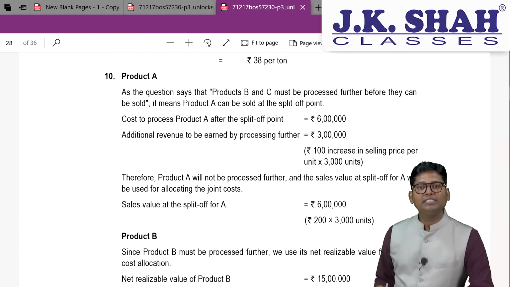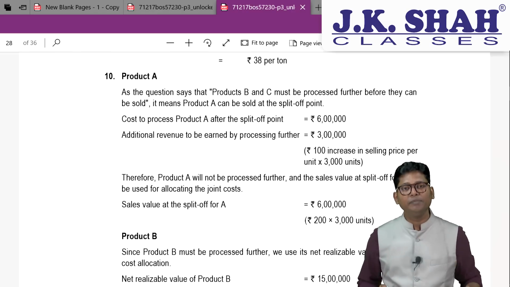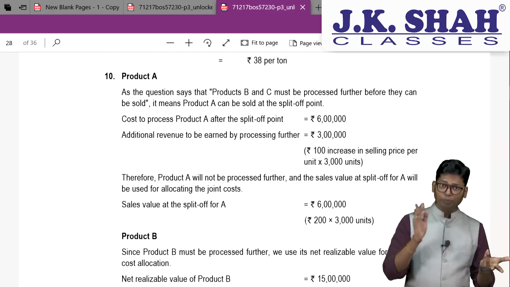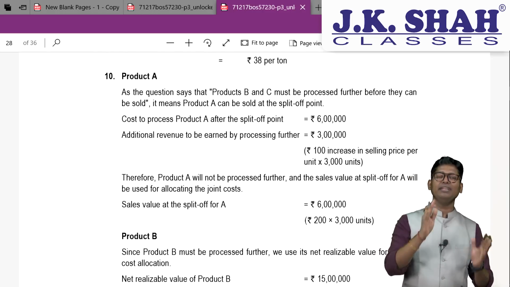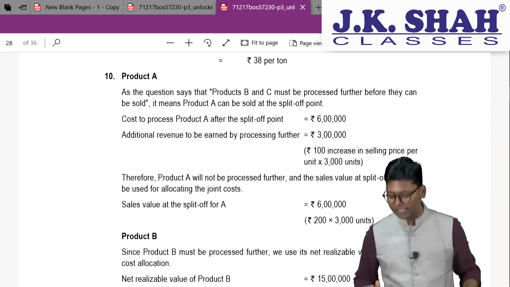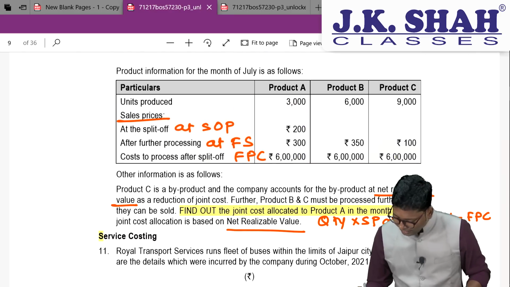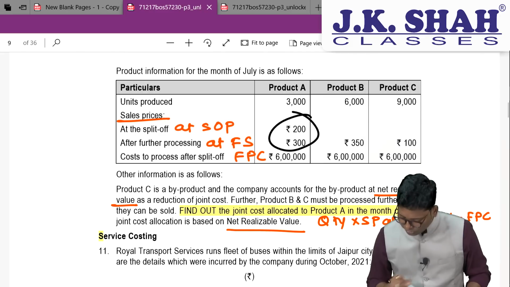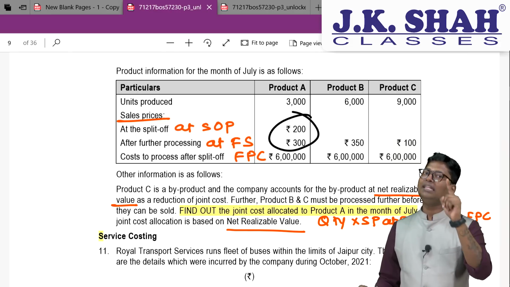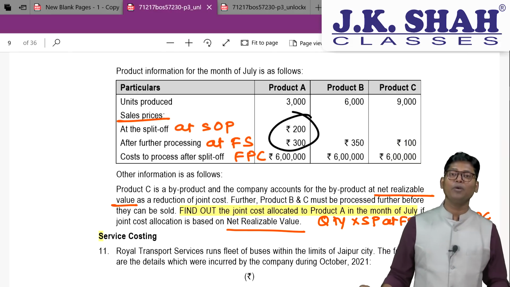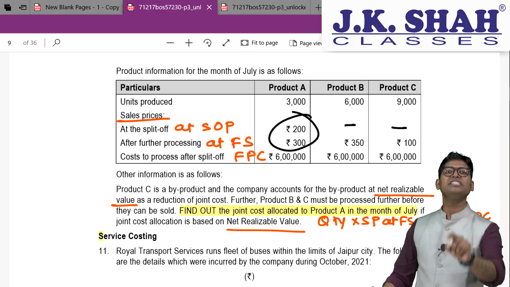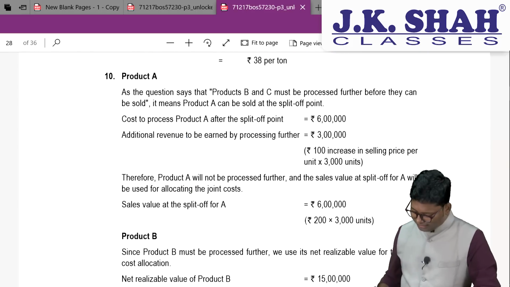The question says products B and C must be further processed before they can be sold. It means product A can be sold at the split off point. Now B and C must be processed further. That means A has two options. You can sell that product at split off, or you can sell that product at the final stage, and that can be analyzed and interpreted with the help of these prices also. If you check the selling prices, they have given two different selling prices for only product A, but they have given selling prices of products B and C only at the final stage. Means your products B and C do not have any market at the split off stage, correct? Now read the next information.